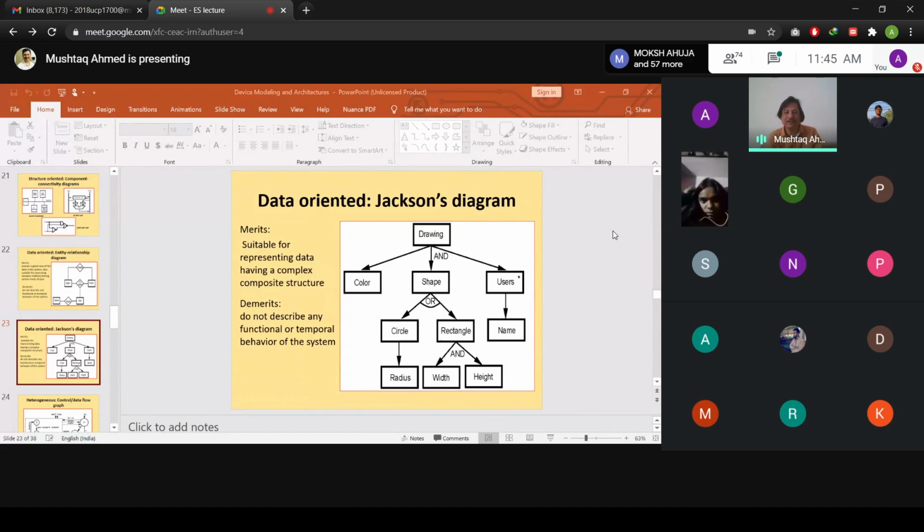So anyway, coming back to this Jackson diagram, here you can see that drawing requires color, shape, and the user, the person who would make the different types of shapes using the colors. It has to take the colors and the type of shape it has to make. You can also decide whether it is circular or rectangular. If it is circular, what should the radius be. If it is rectangular, what should be the height and the width of that rectangle. Depending on this, you can define certain operations using this Jackson diagram.